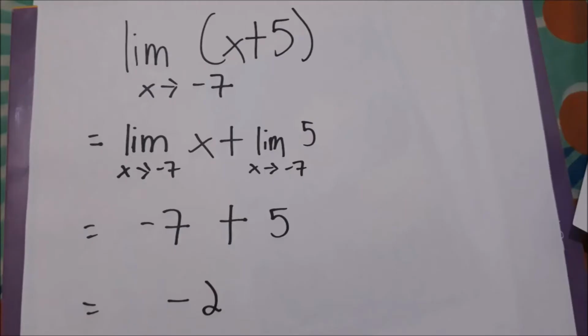For example, the limit of the quantity x plus 5 as x approaches negative 7 is equal to the limit of x as x approaches negative 7 plus the limit of 5 as x approaches negative 7, which is equivalent to negative 7 plus 5, or negative 2.